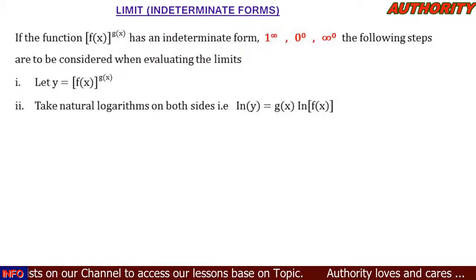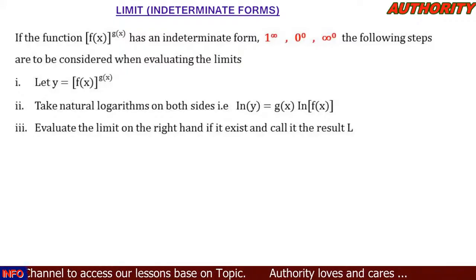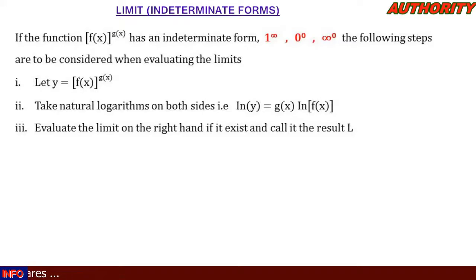Then step number 3, we take the limit as x approaches a on both sides. That is, we have lim as x approaches a of ln y equal to lim as x approaches a of g of x multiplied by ln f of x. So after taking the ln, we evaluate the limit on the right hand side, if it exists, and call the result L.